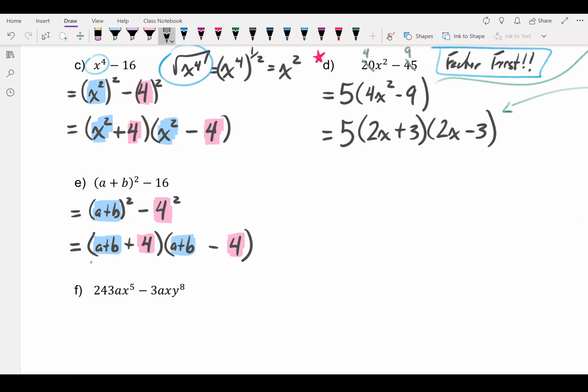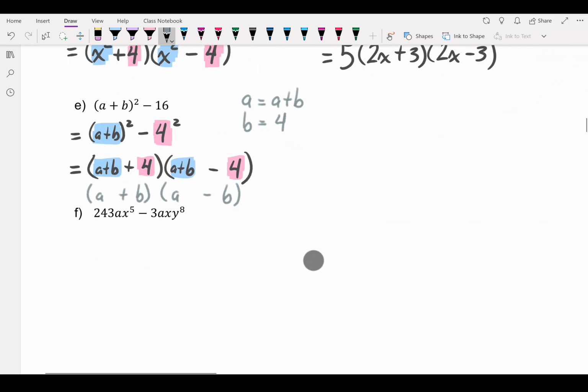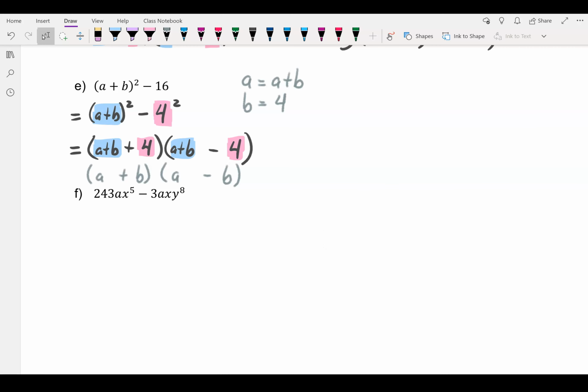And just in case you've forgotten what I'm talking about, remember this is the form of a plus b, a minus b, where a in this case was my a plus b, and b in this case was my 4. I don't usually write out that extra bit because this a is part of the difference of squares rule, and this a is actually just some random letter that was thrown into this question. But I'm just trying to make some connections for you. So pause the video for as long as you need to make sense of that.